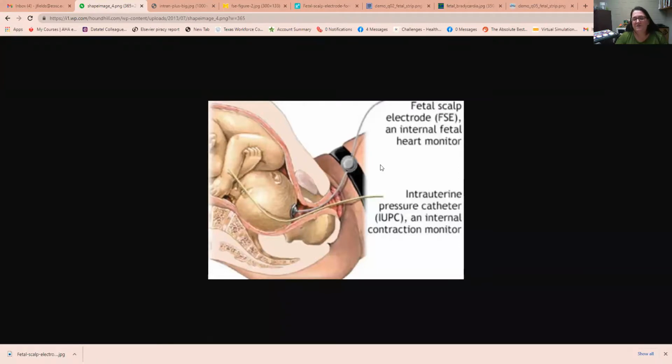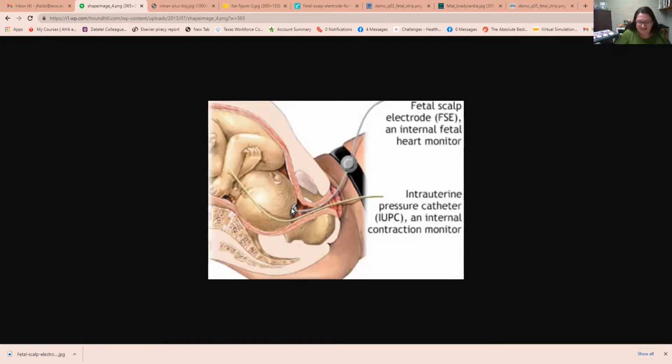So this is a cross section of what internal monitoring would look like. The pressure inside the uterus is measured at all times by an intrauterine pressure catheter, IUPC. You will hear the nurses say something about an IUPC, okay? And the fetal heart rate is measured by an electrode that is directly attached to the scalp. And we're going to look at what those look like, okay?